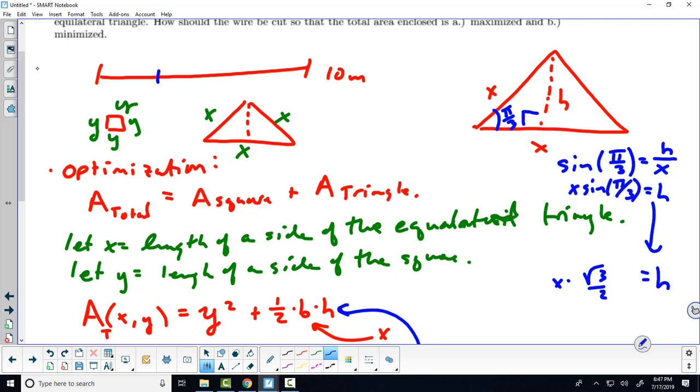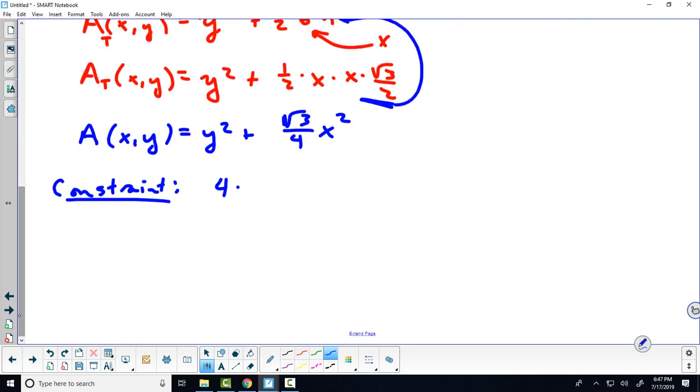The sum of all the perimeters has to equal 10. Well, the perimeter of the square is 4y. The perimeter of the triangle is 3x. So the constraint is 4y plus 3x has to equal 10. Again, I don't think in this case it really matters which one I solve for. But I'm going to go ahead and, keeping with tradition, solve for y. So we get that y is equal to 10 minus 3x over 4. Good enough.